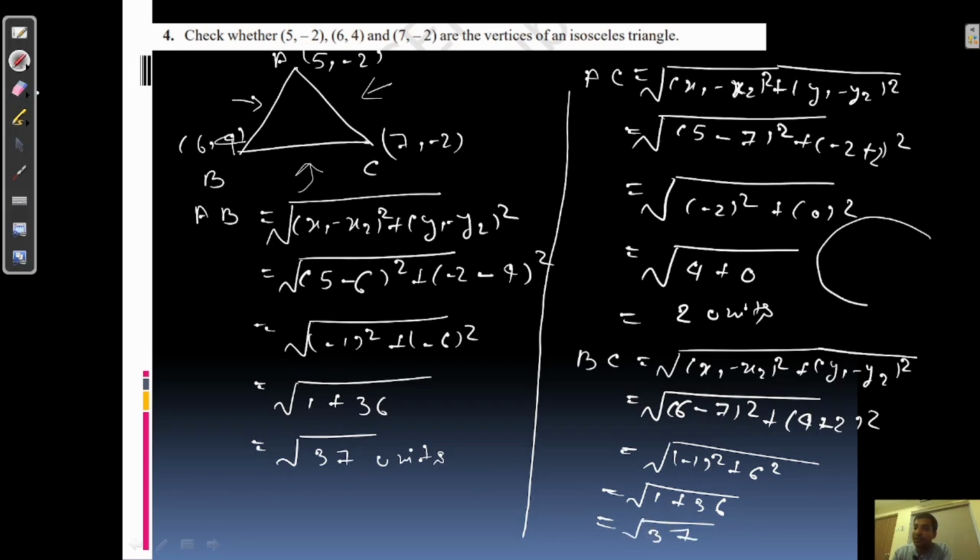So just look at this circle. What I am writing here, you will write after it. The AB is equal to BC because both are root of 37. So AB and BC. Don't forget to write units. So if AB is equal to BC, then triangle ABC is an isosceles triangle now, because measurement of two sides is equal. Now let us move for third question.